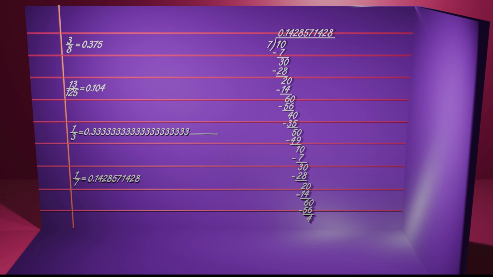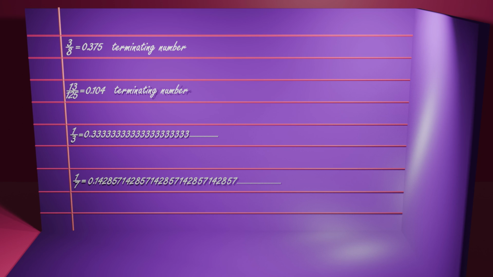You may notice the decimal form of 1 by 7 repeats itself after a few digits, but it will never end. Here 1 4 2 8 5 7 is repeating. Here 3 by 8 and 13 by 125 are terminating numbers. That means their decimal expansion ends after a few digits. 1 by 3 and 1 by 7 are non-terminating repeating numbers.